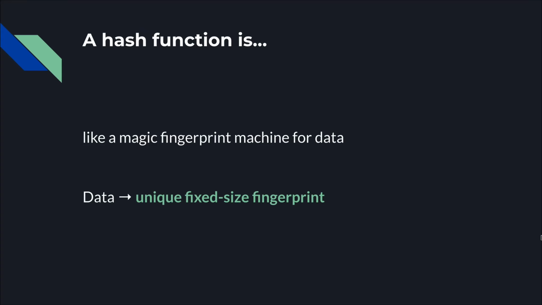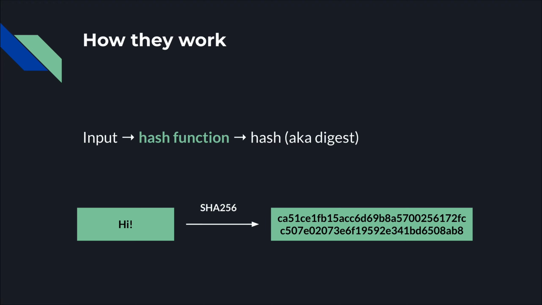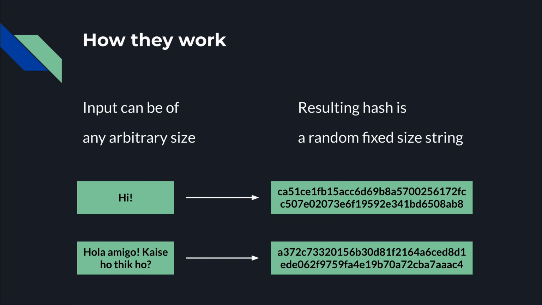A hash function is like a magic fingerprint machine for data. It converts data into a unique fixed size fingerprint. Data goes through a hash function, usually an MD5 or an SHA-256, and it spits out a hash, also known as a digest. This input can be of any arbitrary size. It could be a single word or it could be a long string of text, but the resulting hash is always a fixed size random string.